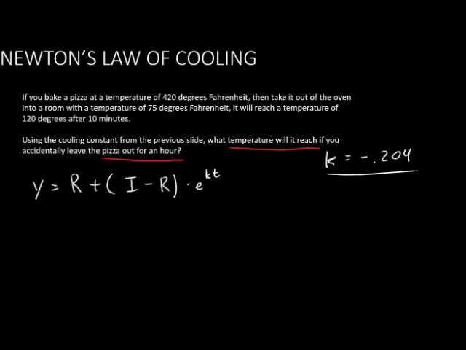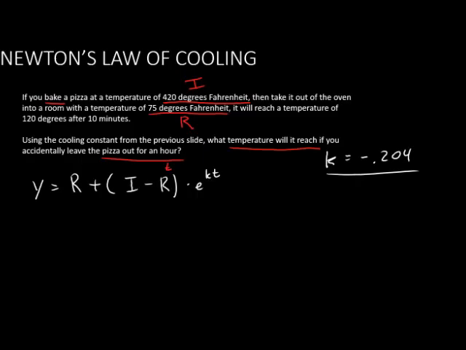Let's have a look at the information in the problem. We have 420 degrees Fahrenheit for our initial baking temperature. This will be my I for initial. The room temperature that we're taking the pizza into is 75 degrees Fahrenheit. That will be our R. We're also given that we have a K of negative 0.204 from the previous problem, and we'll be leaving out the pizza for an hour. This will be our time.